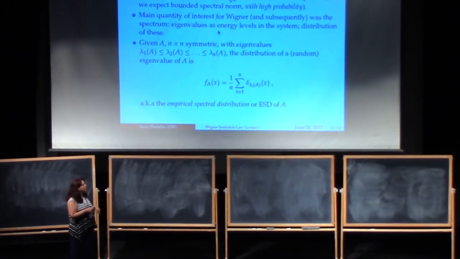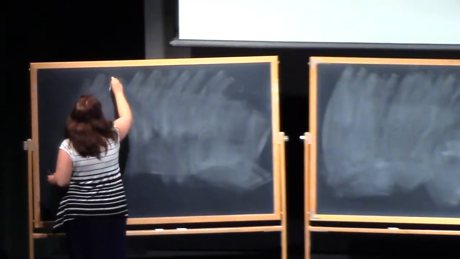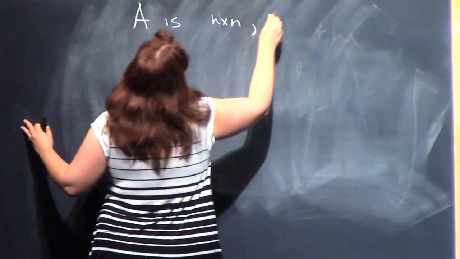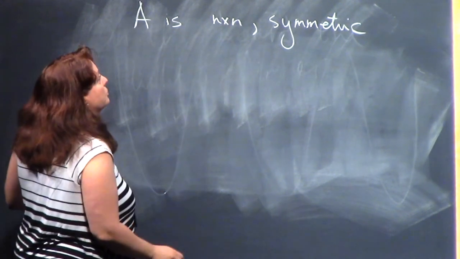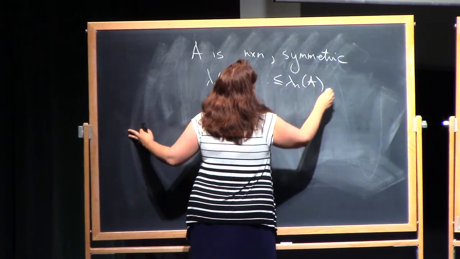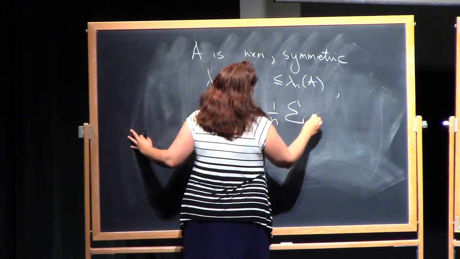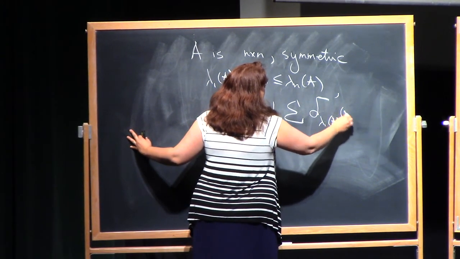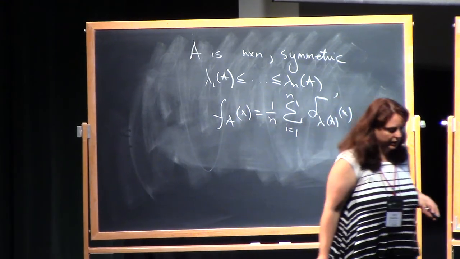I'm going to use this shortened acronym for the matrix A. So this is the empirical spectral distribution, ESD of A, this right here. In fact, let me write it down. So if A is n by n, and I'm going to look at it as being symmetric. It doesn't have to be, but it sure helps me think of the distribution. With eigenvalues lambda_1(A) less than or equal to ... lambda_n(A), then the empirical distribution of A is F_A(x) equal to 1/n times the summation of delta_{lambda_i(A)}(x). Okay? So this is the quantity that I'll be looking at.